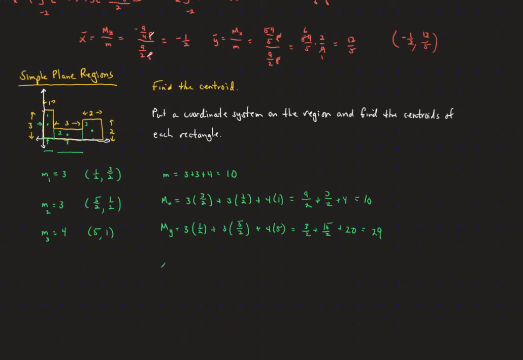So now we can get our center of mass. The x bar is going to be My over m, and that's going to be our 29 over 10, which is going to be 2.9. And our y bar is going to be Mx over m, and that's going to be the 10 over 10, which is 1. So our center of mass will be at (2.9, 1). All right, very good.